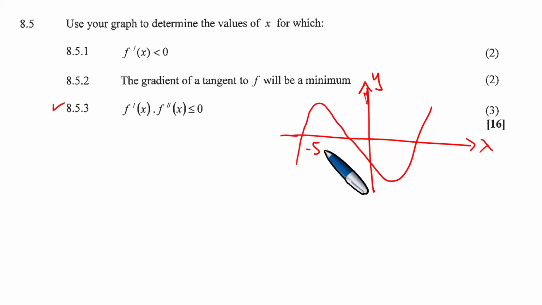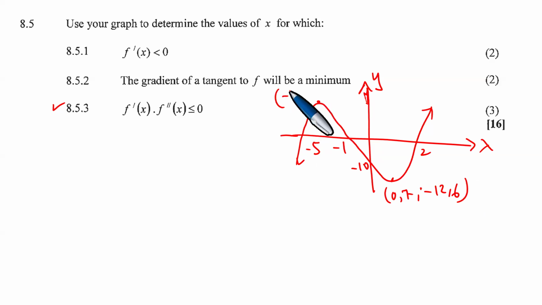You have -5, -1, -10, and you have here 2. Which is 0, 7, -12, 6. Which is -3, 4, 20, 8.